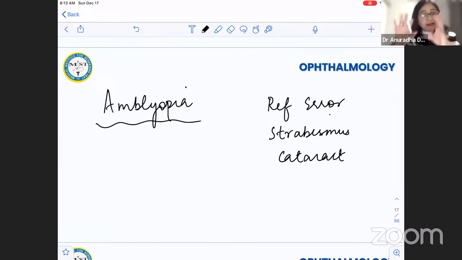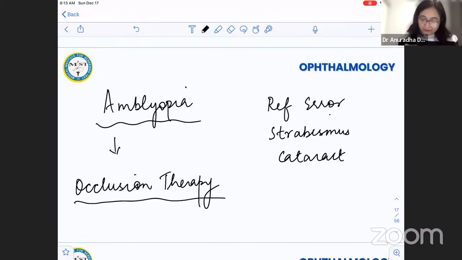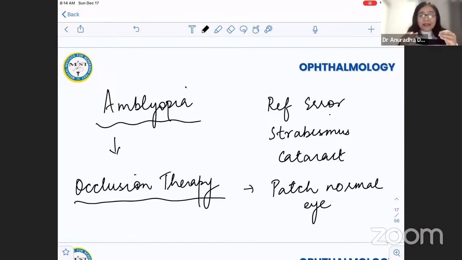So once you have corrected that cause, again, the vision may not improve completely. So you have to go for the treatment of choice, which is very nicely, most of you are telling me, occlusion therapy. Occlusion therapy means you patch the normal eye, so that the eye which is lazy, in which the vision is suppressed, becomes stimulated. Theek hai beta? So to stimulate the lazy eye, you patch the normal eye.